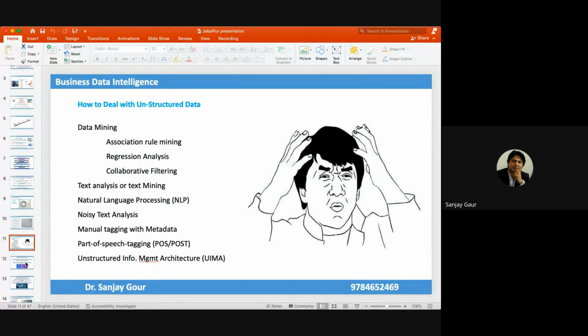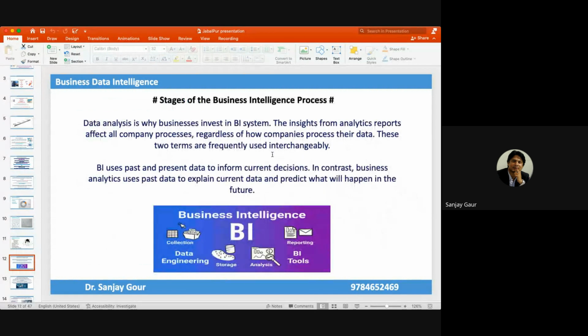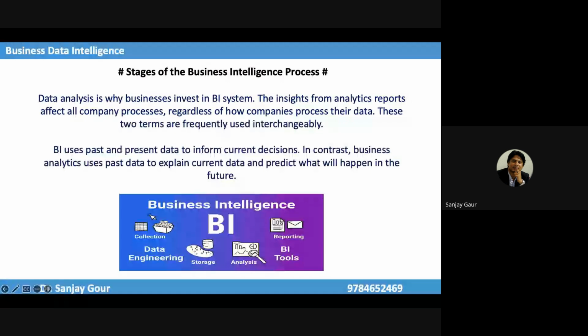So these are the tools. With the help of these tools, we can manage business data intelligence basically, and these are the sections of data mining. Now, stages of the business intelligence process. There are multiple stages we can see here.